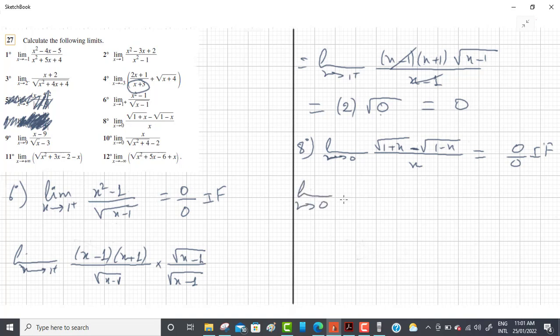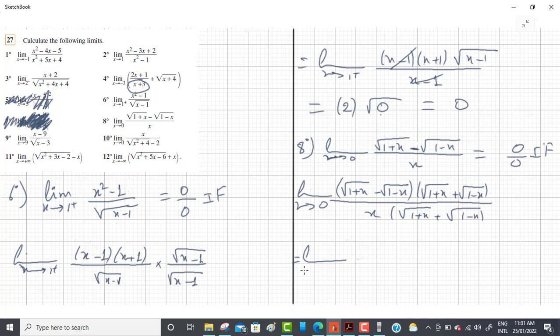The conjugate of the numerator, which is radical of 1 plus x minus radical of 1 minus x, is radical of 1 plus x plus radical of 1 minus x, over x into radical of 1 plus x plus radical of 1 minus x. I multiplied by the conjugate of the numerator in the numerator and in the denominator. So I obtain the limit as x tends to 0. It's in the form a minus b into a plus b.